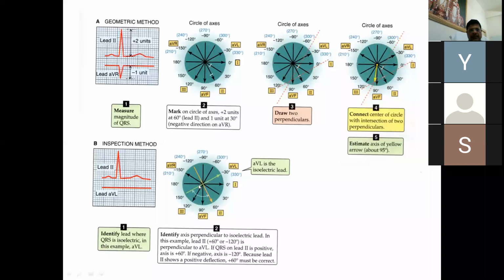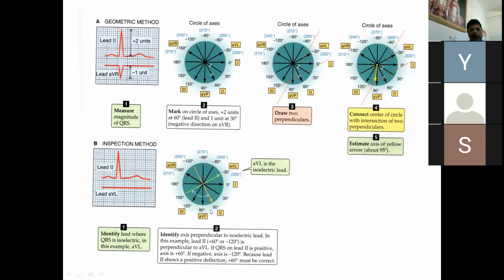Again, you take the hexaxial system. In the hexaxial system, this is the line representing AVL, and this is the line representing lead 2. Right? So you identify an axis perpendicular to the isoelectric lead. Which is the isoelectric lead? AVL is the isoelectric lead. Which one is perpendicular to that AVL?